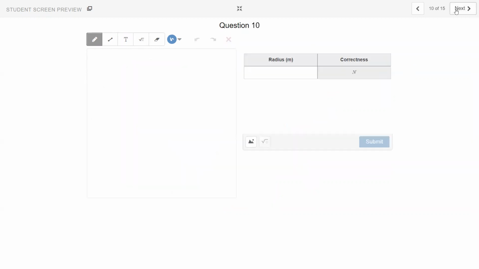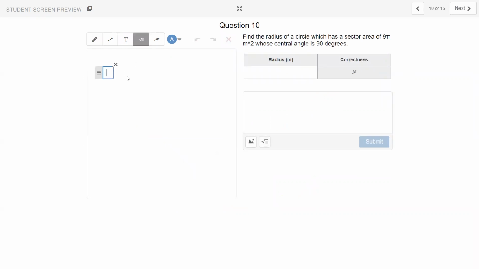Clear. Number 10. Let's see if I can use the equation one here. So we know arc length equals x divided by 360, and then 2 pi times the radius. Okay, find the radius of a circle that has a sector area. So actually we're using sector area here. So let's redo that. Sector area equals x divided by 360, and then times pi r squared.